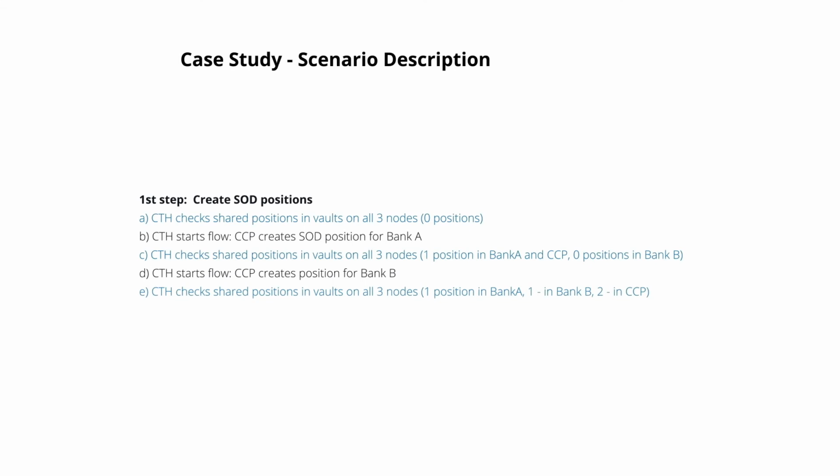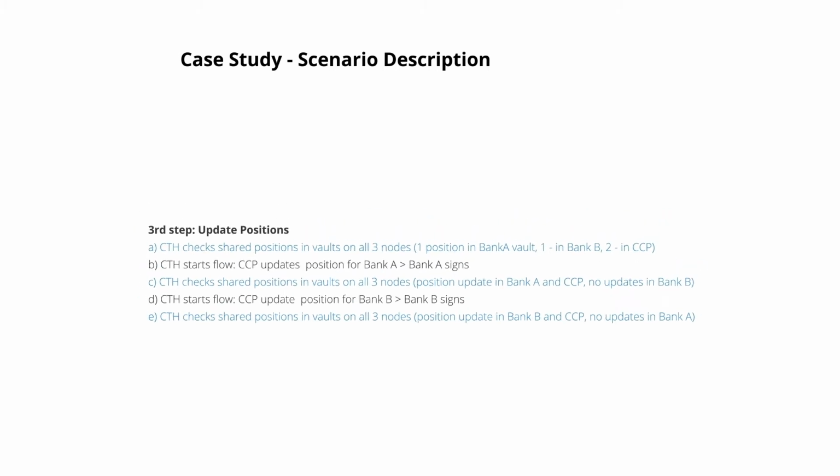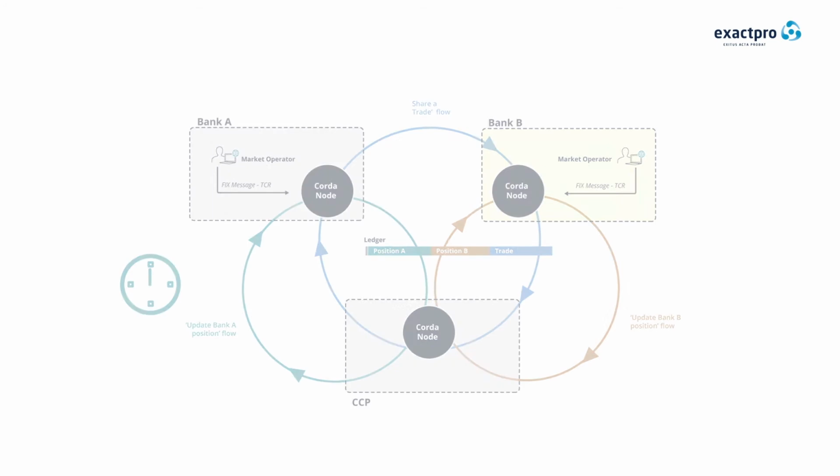1. Initialization of positions. 2. Trade creation and participant notification. And 3. Position updates. Across all steps, the test framework provides different methods to validate the endpoints, inputs, and outputs. The actual business flow steps and validation check items are transformed into a ClearTH matrix. Let's see how it works.